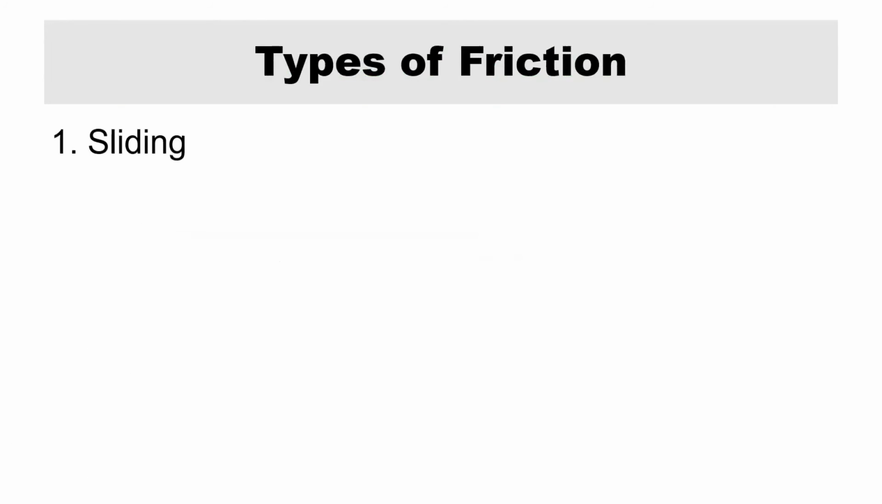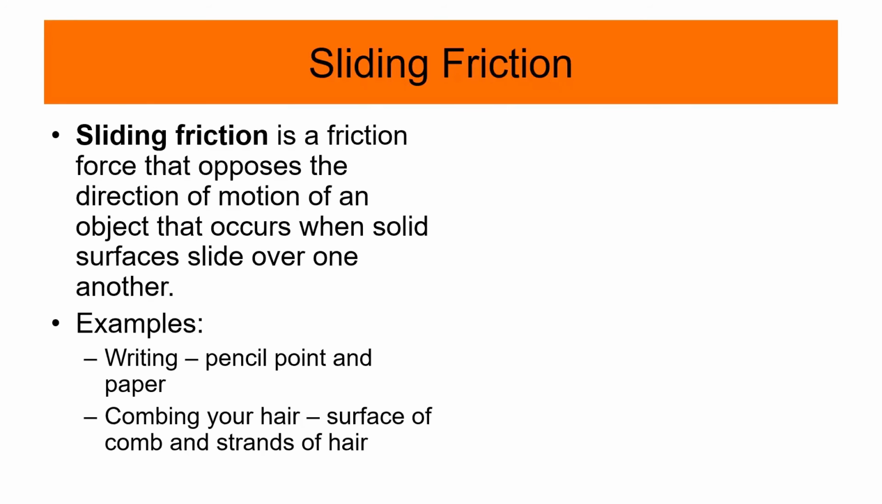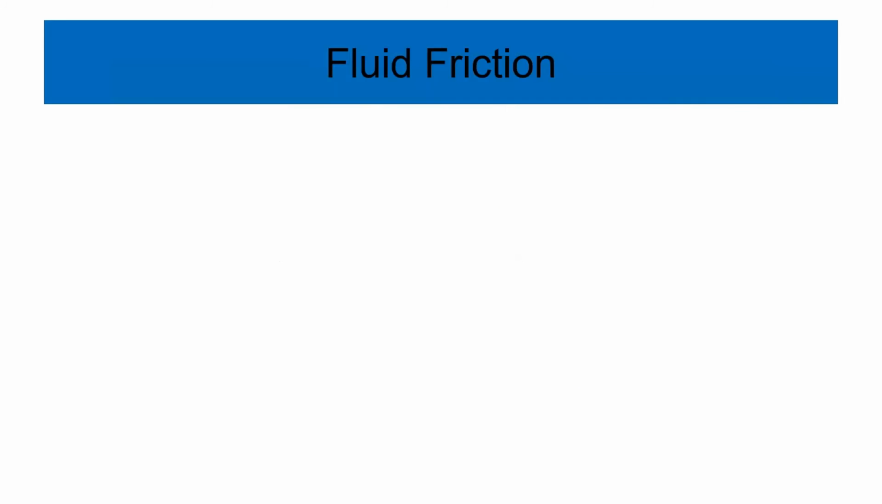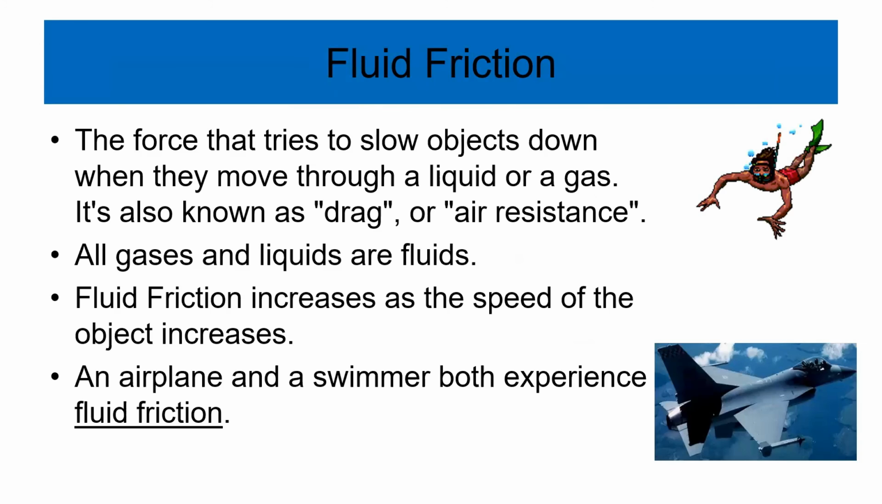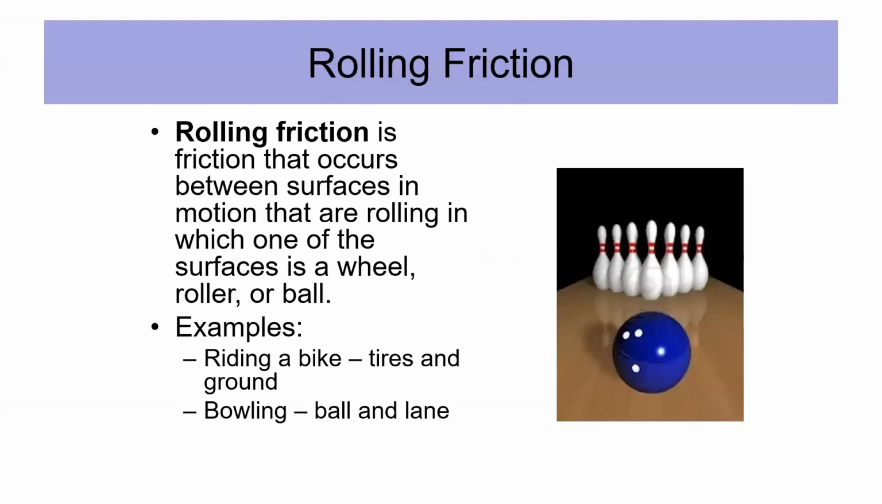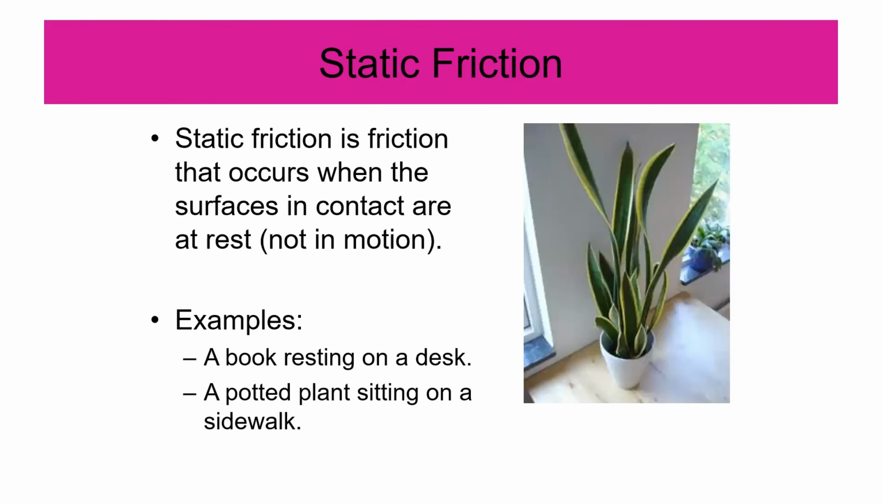Types of friction: you have sliding, fluid, rolling, and static. Sliding friction is, for example, writing or combing your hair. Look at the picture, writing. Fluid friction is, for example, a swimmer or a plane. Next is rolling friction, for example, riding a bike or bowling. Then static friction is, for example, a potted plant sitting on a sidewalk.